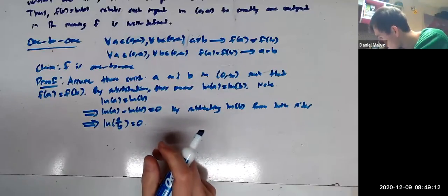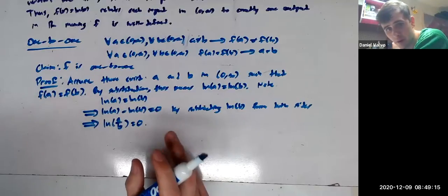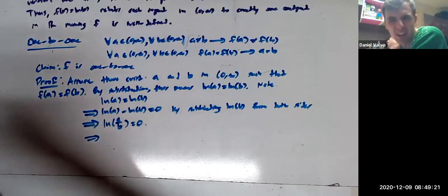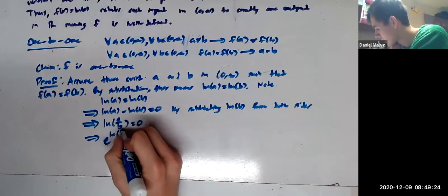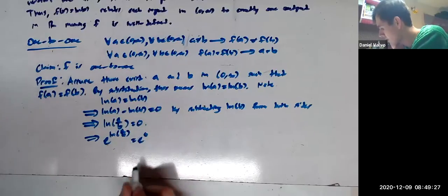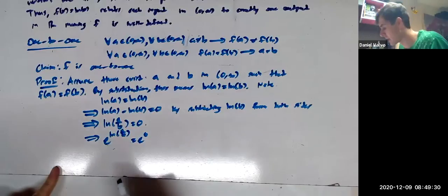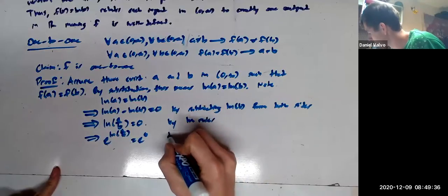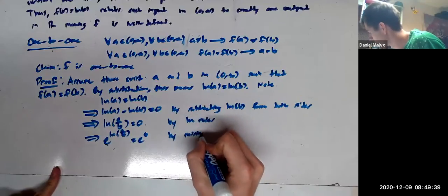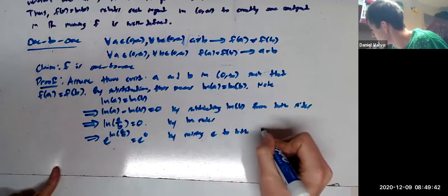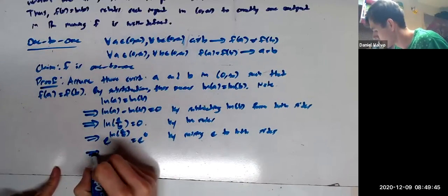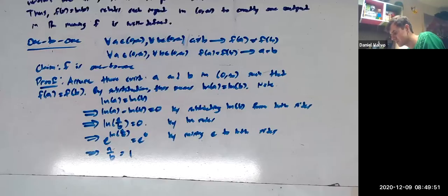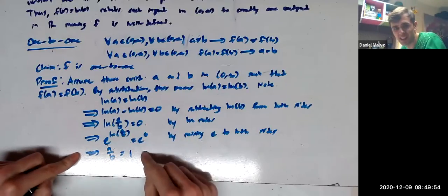However, let's remember what ln means. Let's do the classic thing with ln's where we raise e to that on both sides, right? And this gets us, by ln rules, by raising e to both sides, and this implies e and the ln cancel out, and we get A over B equals e to the 0, which equals 1.